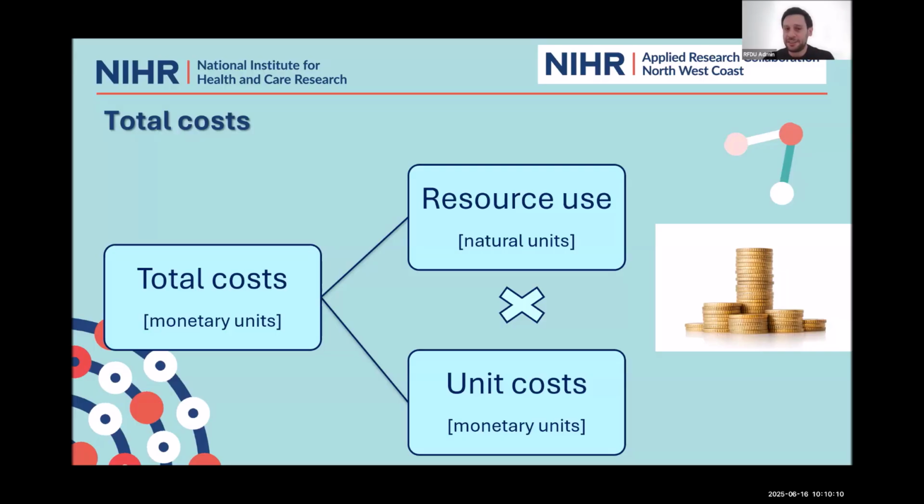So it might sound quite simple on paper, at least, and it's not actually that difficult to calculate total cost. It's not something we are going to ask you to do, but when you see total cost being reported in an academic paper, they usually describe it in this way, where the authors will have collected some resource use information, they will have to obtain some unit cost information, and then just do this multiplication to obtain total cost.